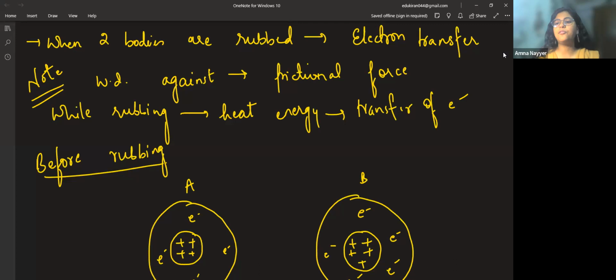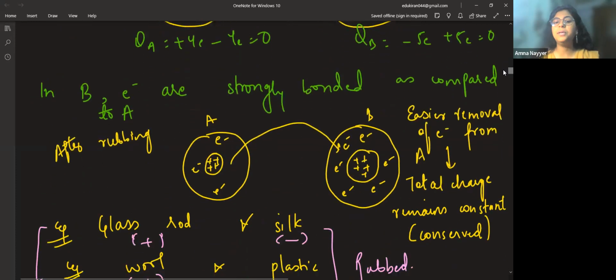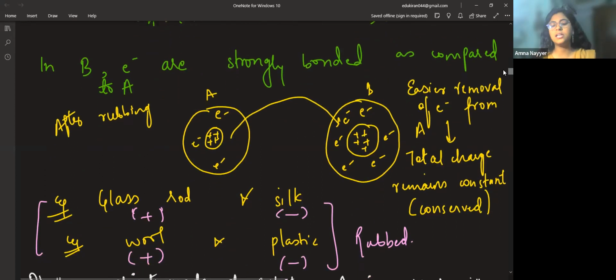Now, in this, you have to remember the statement which I told you, that in which the bonding is strong. If in B, electrons were strongly bonded in this particular example, then removal of electron was easier in A. So A became positively charged, B became negatively charged, right? And by sign convention, glass rod with silk, wool, and plastic, woolen cloths and plastic, this you have to remember because this is given. It can be asked to you.